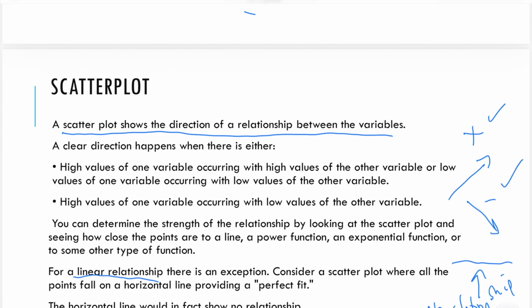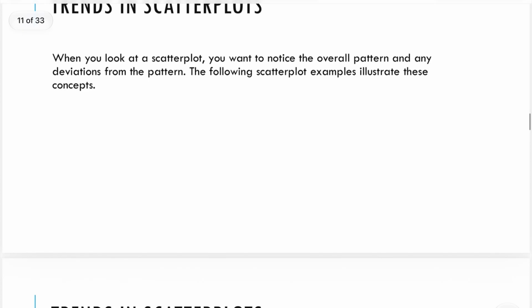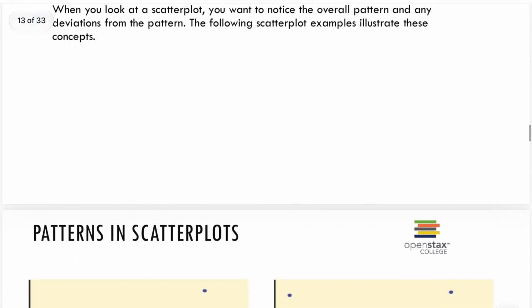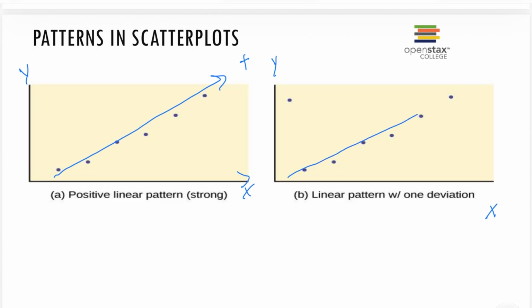Positive, negative, no relationship if it's horizontal. So we can take a look at these trends. Okay, we want to see these patterns in these scatter plots. So again, your x, y, as x increases, y increases. That's a positive relationship. This one, y, x. It's a positive relationship, but we got one deviation. Got one outlier.